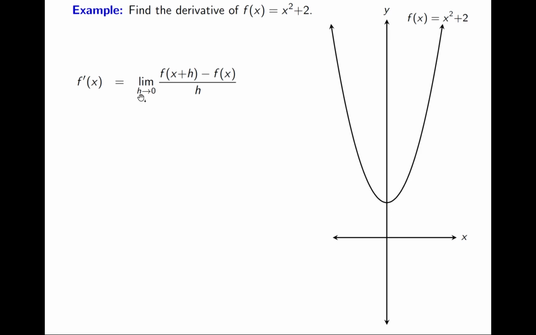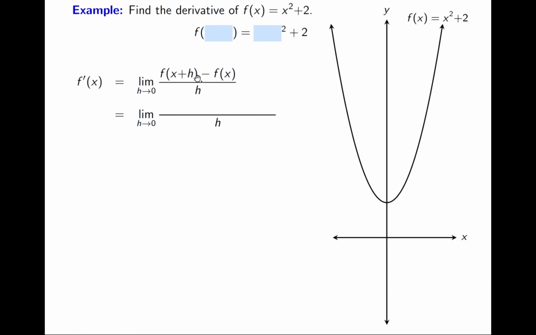In working out this limit, h is approaching 0, so we're getting a 0 in the denominator. So we're hoping to factor an h out of the numerator and cancel with the h on the bottom. Let's see if we can get that to work. Let's examine that numerator. The first thing that you see is an f of x plus h. Now remember, f is the function where whenever you plug something into it, you square it and add 2. In other words, f of a quantity is that quantity squared plus 2.